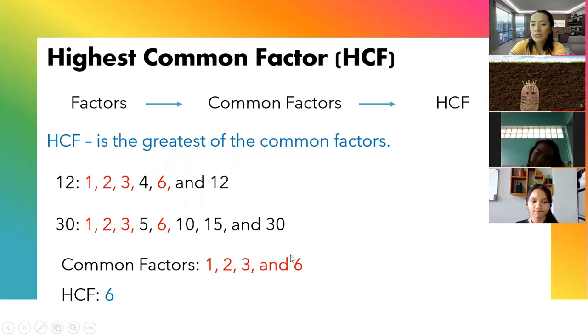Next, common factors. How did we get the common factors of these two numbers? Common factors mean the numbers that they have in common, right? Can you see the numbers in red? These are the common factors. We have 1 in 12 and also 1 in 30. So 1, 2, 3, and 6. Next, the highest common factor of 12 and 30 is 6. How did we get it? Choose the greatest number among the common factors. So we have 6. Do you understand?